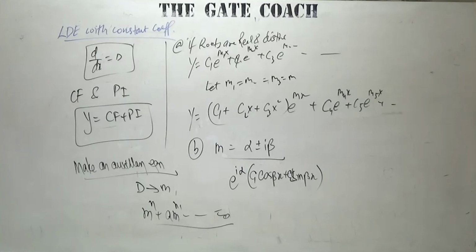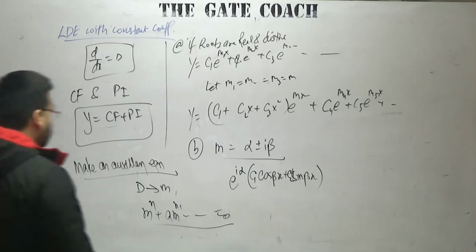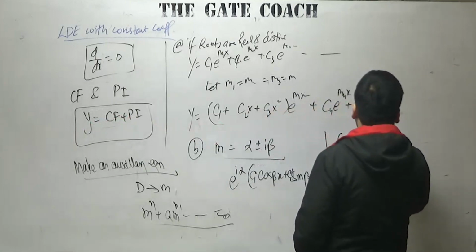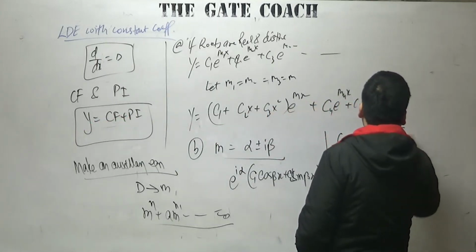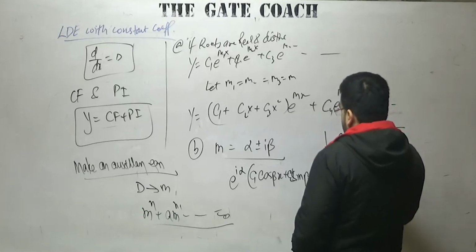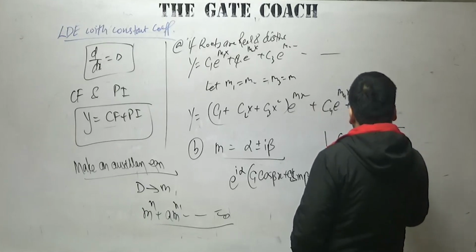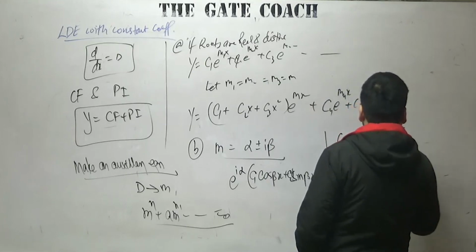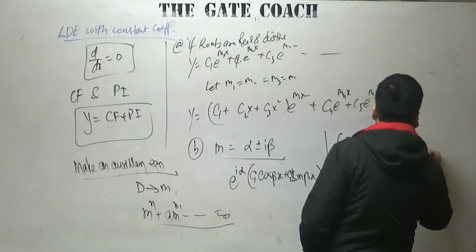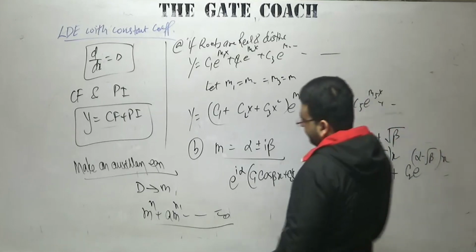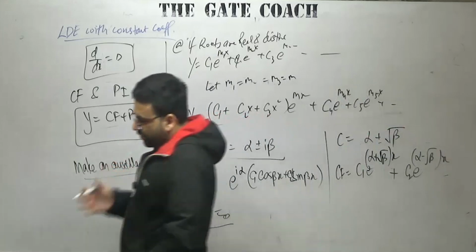Similarly, if the roots are irrational, let us say that m is equal to alpha plus minus root beta. It is irrational, right? So complementary function will be equal to c1 e raised to power alpha plus root beta x plus c2 e raised to power alpha minus root beta x and plus so on, if we have more than two roots.